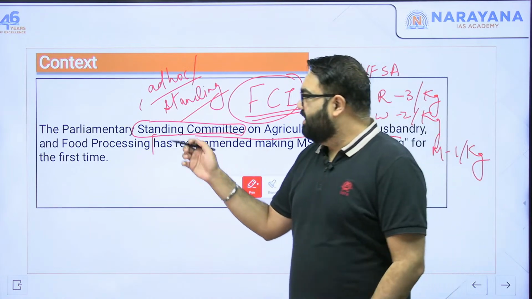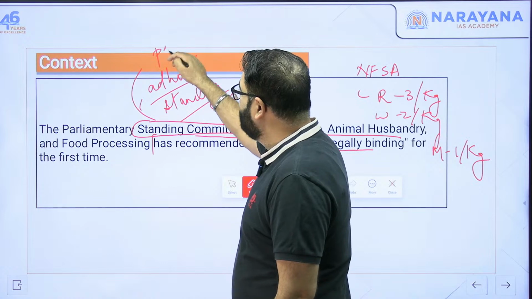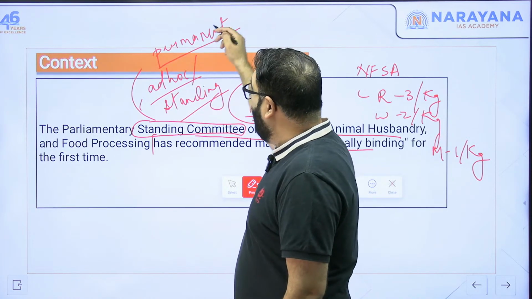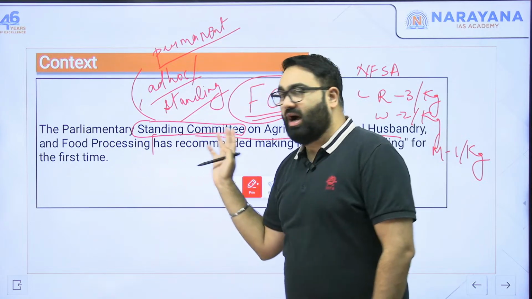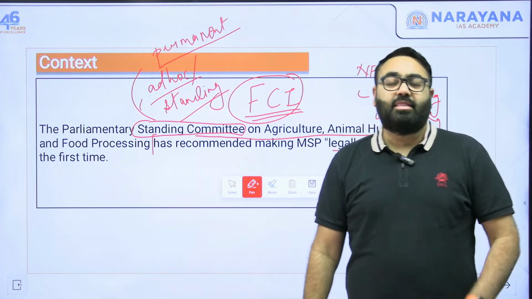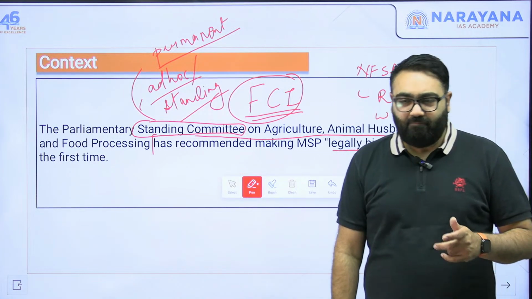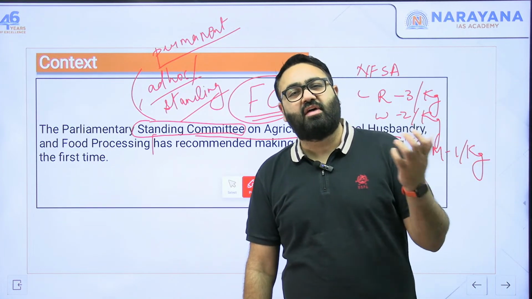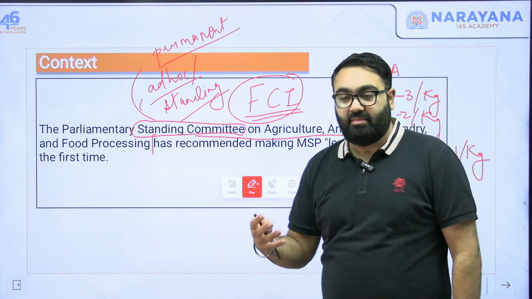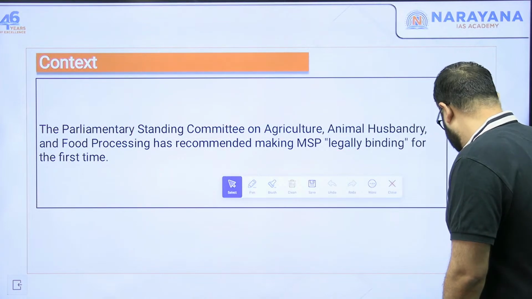Standing committees, on the other hand, means permanent. So there will always be a committee like this. That is a standing committee. The members keep on changing. Members usually have a 1 year tenure. After 1 year, the members will change, but such a committee will always exist. That is called a standing committee. So do remember that part as well.